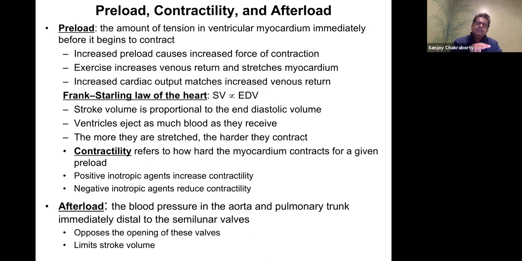So the higher the contractility, the better quality the muscle, so it will snap back better. So a lesser amount of blood will remain in the ventricle. That means ESV will be less. If the ESV is less, SV goes up. There are two factors that affect contractility directly: positive inotropic factors and negative inotropic factors. Obviously, positive inotropic factors increase contractility and negative inotropic factors reduce contractility. That's why the name.